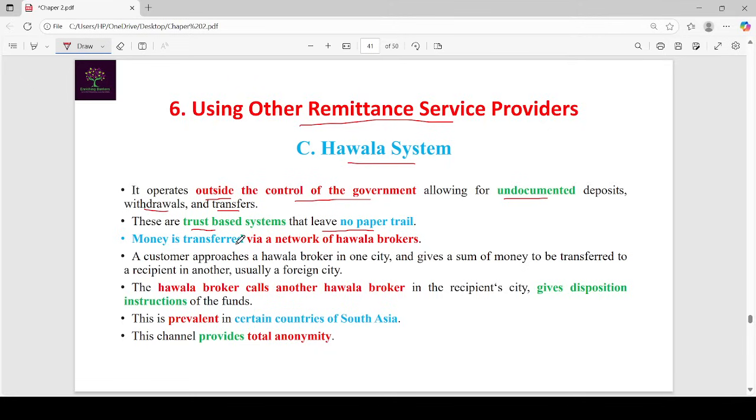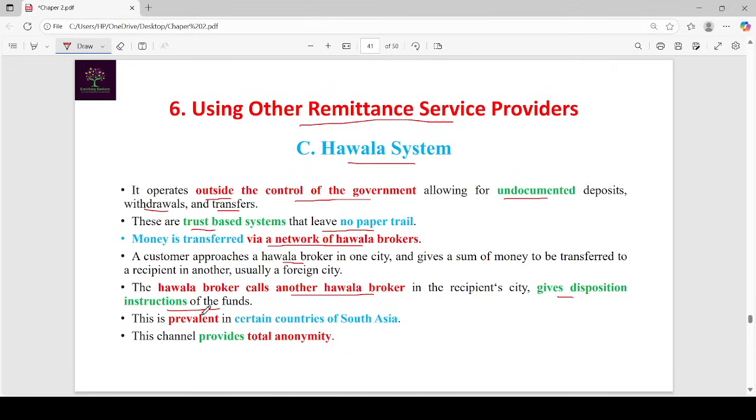Money is transferred via a network of Hawala brokers. A customer approaches a Hawala broker in one city and gives a sum of money to be transferred to a recipient in another, usually a foreign city. The Hawala broker calls another Hawala broker in the recipient city, then gives disposition instructions for the funds.